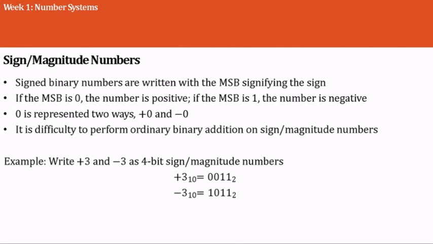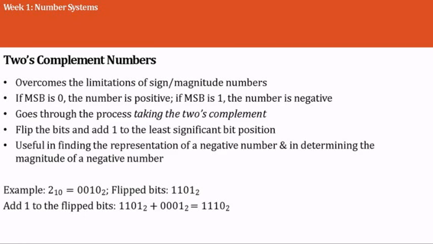If we have a 4-bit binary, positive 3 is equivalent to 0011 base 2. And how about negative 3? Negative 3 base 10 is equivalent to 1011 base 2. How did that happen? How did we get 1011 as the equivalent of negative 3? The answer there is the 2's complement.